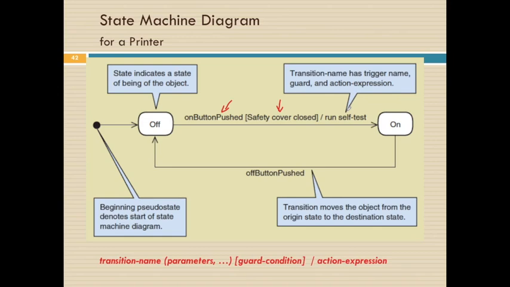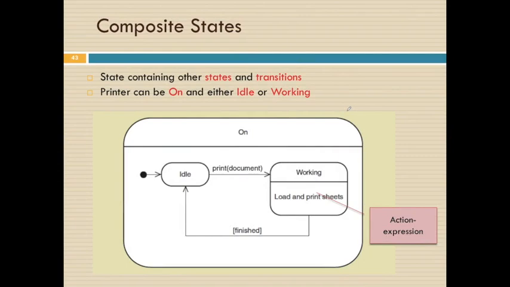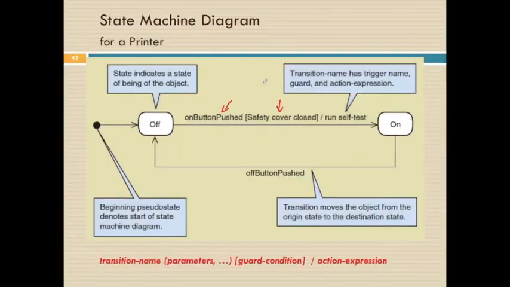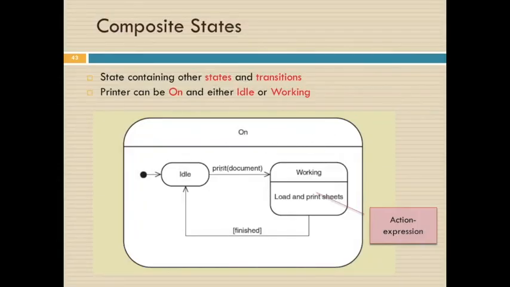So this is the simple example for a printer. And then we can go into the details of the state machine diagram. We call it a composite state, where a state contains other states and transitions. Now we have already turned on the printer. So in this state, we expand the process.